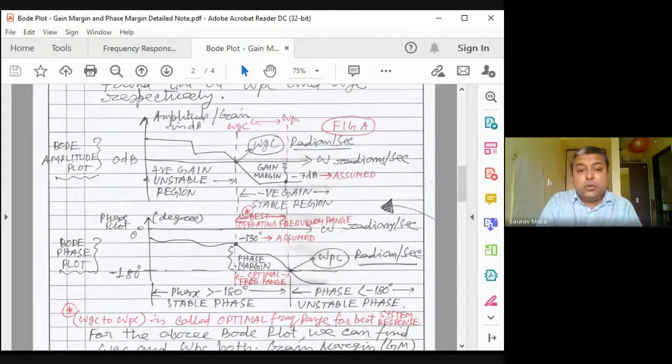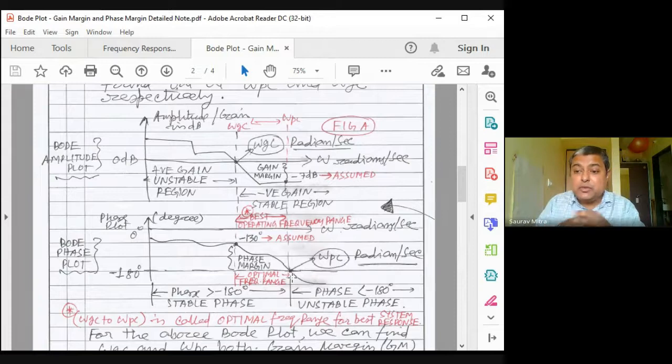So in that case, we have to design this omega gc as 5 radian per second. We have to design the system components in such a way that omega gc should be 5 radian per second and omega pc should be 50 radian per second. To be more on the safe side, omega gc should be 3 radian per second, slightly below 5, and omega pc should be 60 radian per second, slightly above 50.